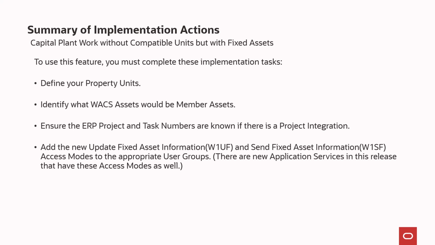Then you need to identify what WAX assets would be member assets. Those are fixed assets that are not individually depreciated. Poles, conductor, conduit, pipe, for example.